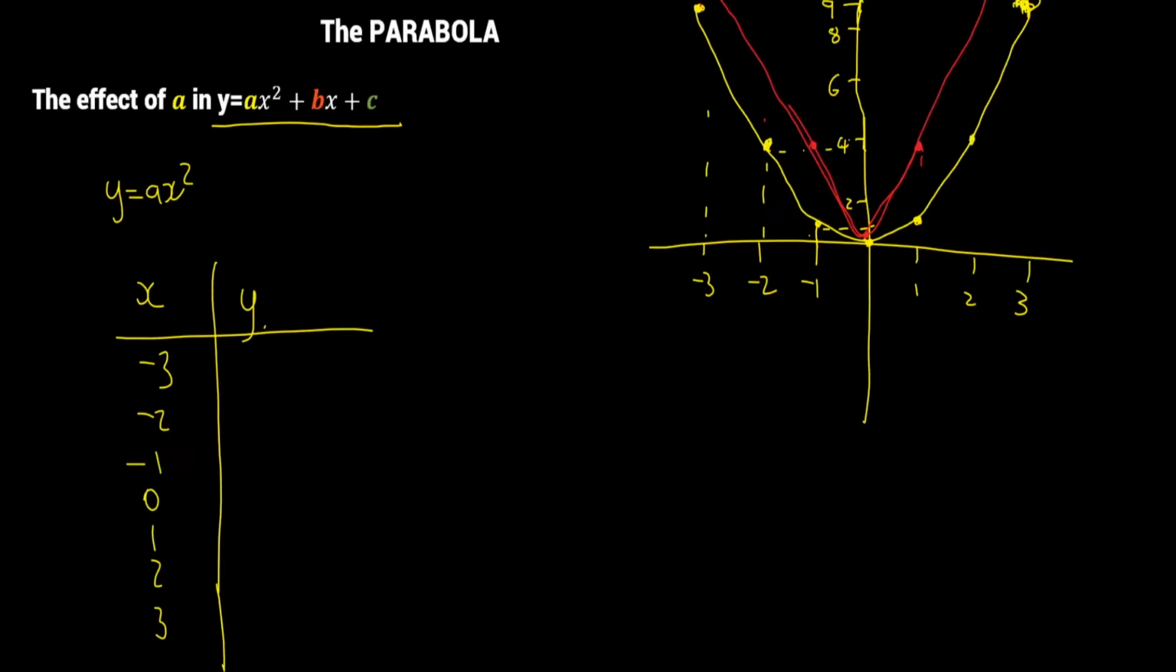Now we decrease it, because we've increased it from 1 to 4. So we can take it to 1 over 4, when it's less than 1. We want to see what happens when a is smaller. So when a is 1 over 4, y equals 1 over 4 x squared. We're going to evaluate the value of y when x is minus 3. When it's minus 3, x squared is 9. Then it's going to be 9 over 4.